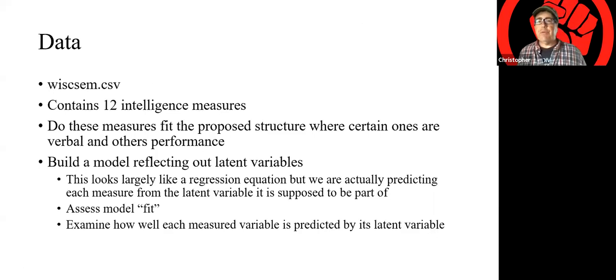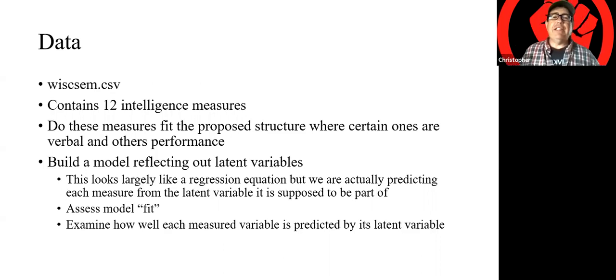All right, the data file that we're going to look at is available through the file whisk.sem.csv. It contains 12 intelligence measures, the ones that I just mentioned. Then we're going to ask whether the measures fit the proposed structure. We're going to build a model that reflects our latent variables, not out latent variables. I'll correct that when I get a chance.